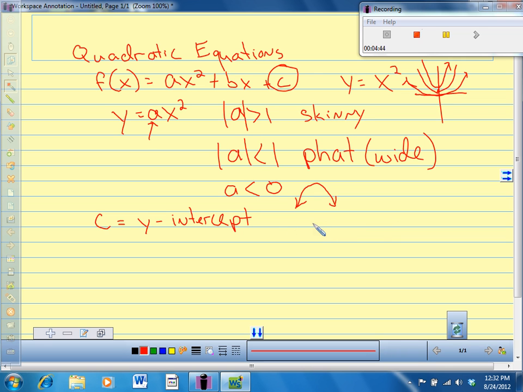And so say, for instance, I wanted to graph in general y equals negative 1/3 x squared plus 2. Could you give me a rough idea of what that would look like?